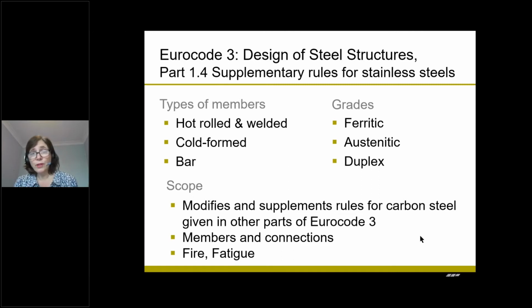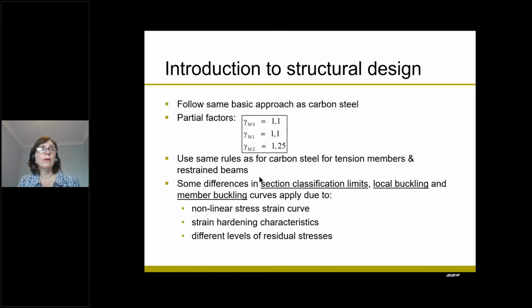Of course, for bridge design, you're interested in Eurocode 3 Part 2, and that runs side by side with the stainless Eurocode, but you should use the partial factors in Eurocode 3 Part 1.4. So I'm showing them on this slide. Sometimes it's confusing, isn't it, when you're using different parts of Eurocode 3 and they have different partial factors. But in all cases, it should be the stainless steel partial factors that are used.